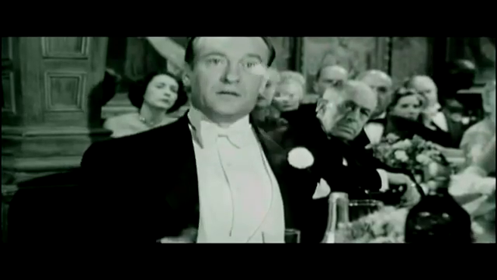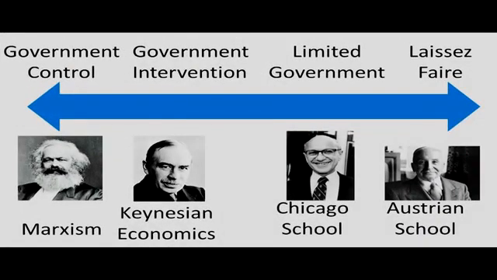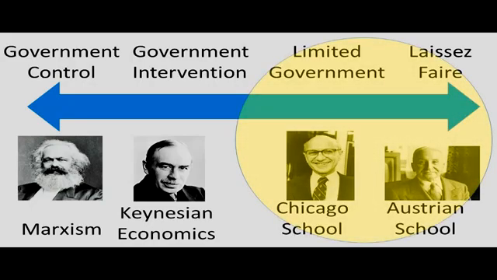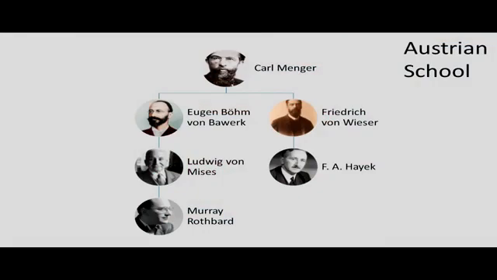The four major schools of economics are Marxism, which is generally for government control, at least until the new utopia; Keynesianism, which is generally for government intervention; the Chicago School of Economics, which is generally for minimal intervention in the market and limited government; and the Austrian School of Economics, which is generally for no intervention in the market at all, hence total laissez-faire. In this video, I will be concentrating on the differences between the Austrian school and the Chicago School. Let's start with the Austrians.